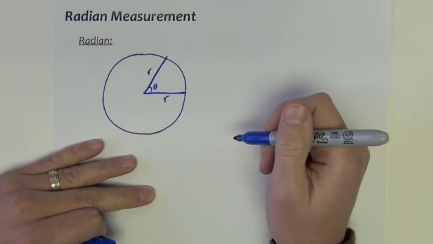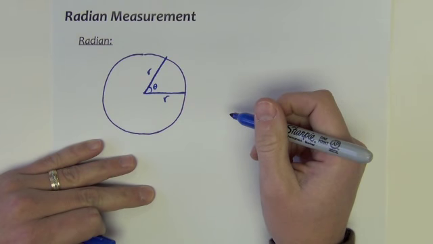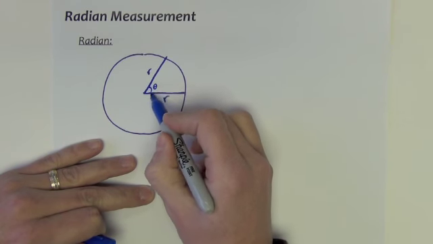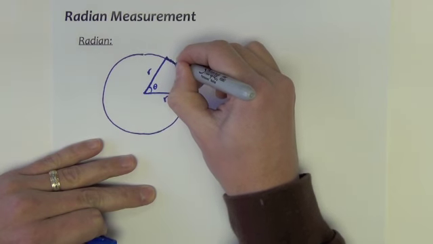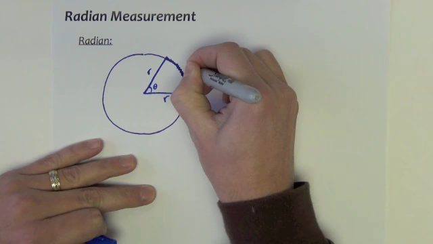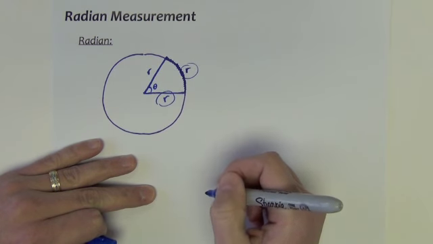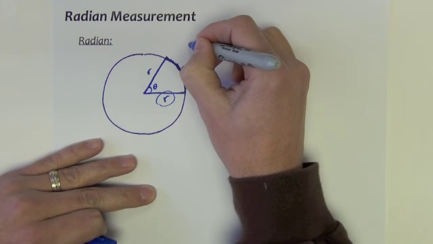Okay, so what is a radian? A radian is a unit of measure in which the central angle of the circle, this angle right here, intercepts an arc length, this arc on the outside of the circle, is equal to the radius. So it's a unit of angular measurement.